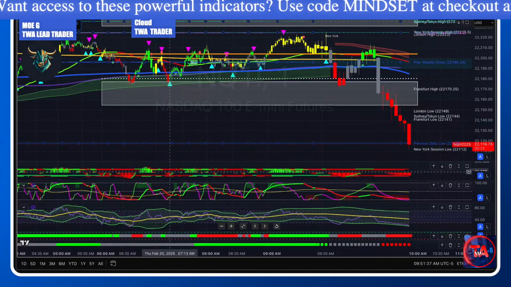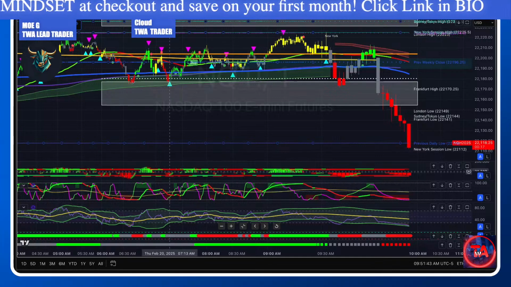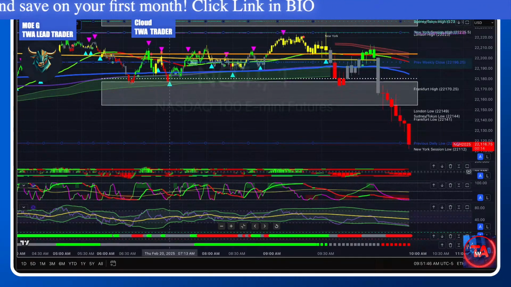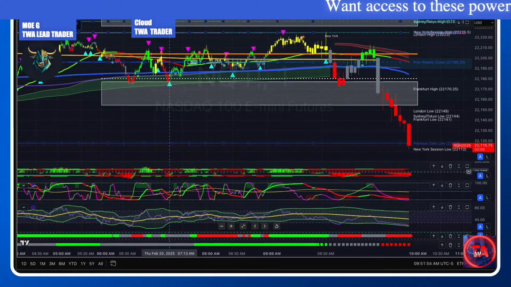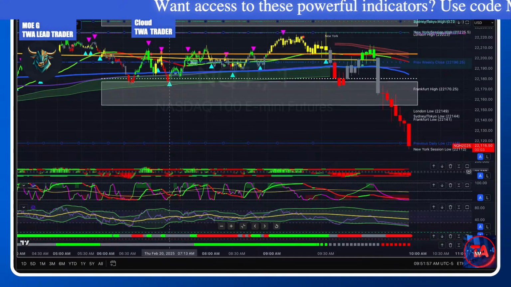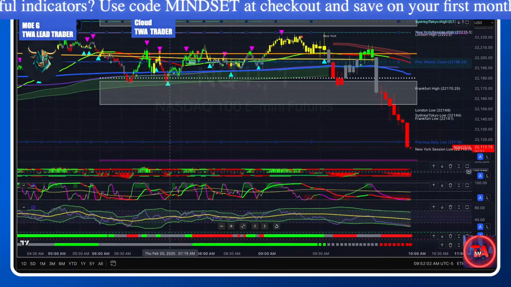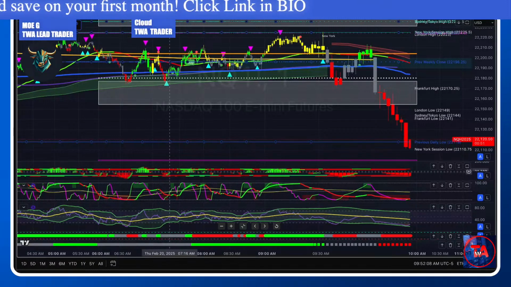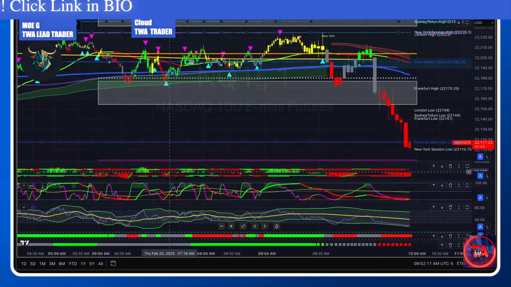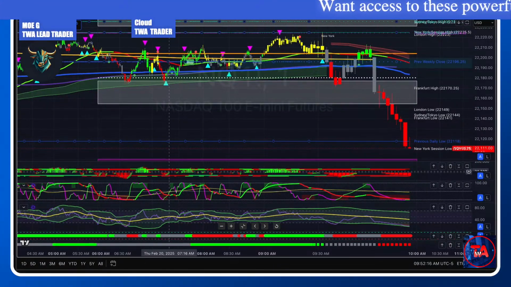Yeah, the long that I took did not work. Price dropped really fast, so I got taken out of that one. I'm risk free on my short. Let's see if I can get there.